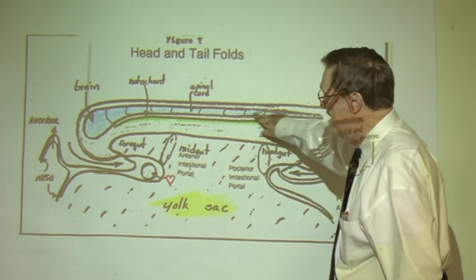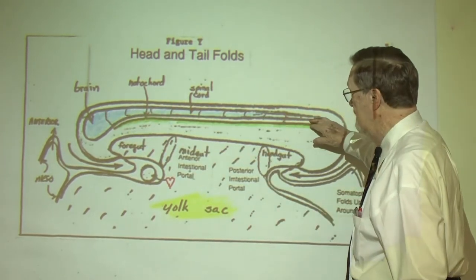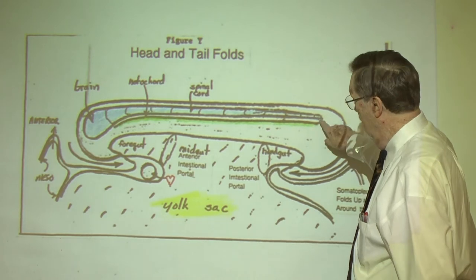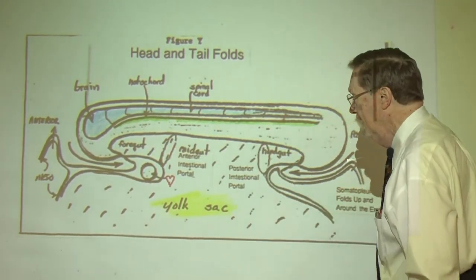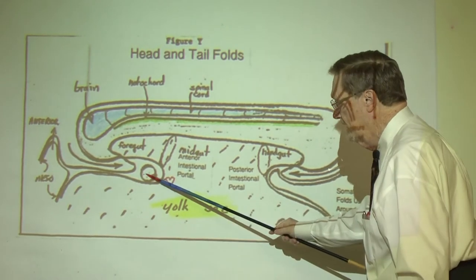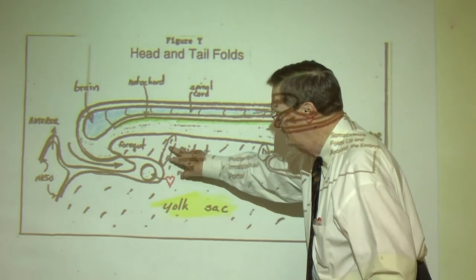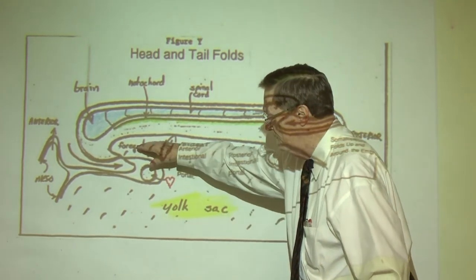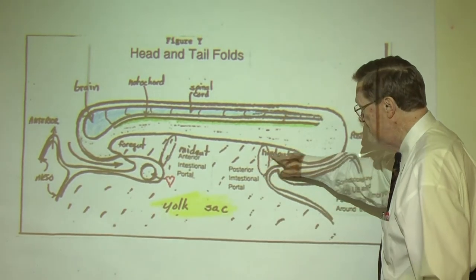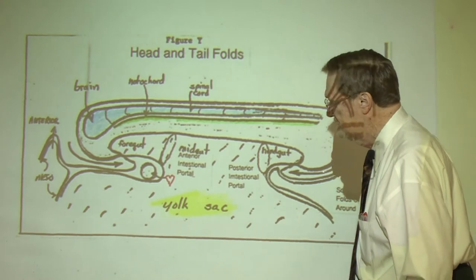Up on top inside here will be the brain on the front end of the nerve tube, and the spinal cord will come from the rest of the nerve tube. Underneath it will be that cartilaginous rod, the notochord. Right in here will be the heart. Isn't that cute? Anyway, this opening right here, we said, is the anterior intestinal portal up into the foregut. This is called a posterior intestinal portal, but we won't see that quite as much as we look at the embryos.